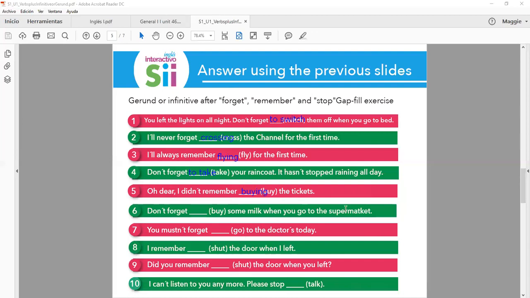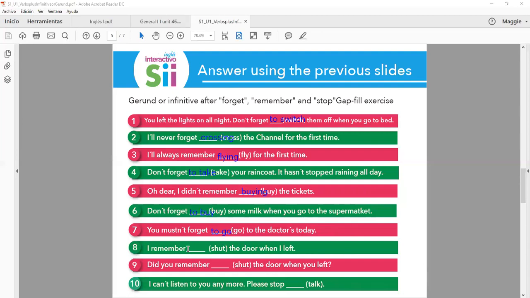Number 6. Don't forget buying or to buy some milk when you go to the supermarket. Is this in the past or is it a to-do? Yes, you're right. It is a to-do. So don't forget to buy. Okay, so next. You mustn't forget to go or going to the doctor's today. Yes, you're right. It's a to-do. So you mustn't forget to go to the doctor's.